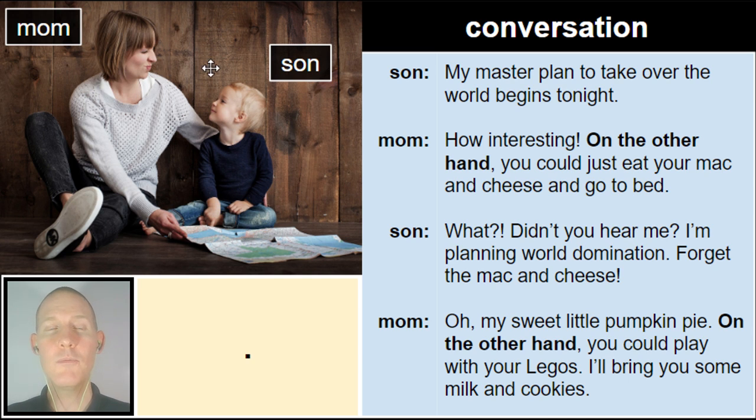The background information is that the mother and son are having a conversation. The son says, "My master plan to take over the world begins tonight." Mom, how interesting. On the other hand, you could just eat your mac and cheese and go to bed. Son, what? Didn't you hear me? I'm planning world domination. Forget the mac and cheese. Mom, oh, my sweet little pumpkin pie. On the other hand, you could play with your Legos. I'll bring you some milk and cookies.